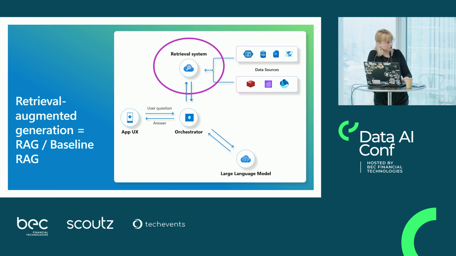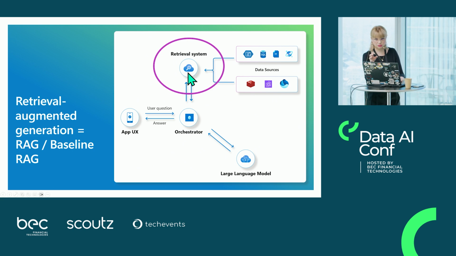And this orchestrator is basically getting the user question from the application UX and is responsible for understanding what's happening and what to do, whether that question should be sent here for, I don't know, dynamically generating embeddings, or whether it should then be sent to the retrieval system. So that's basically the orchestrator. And this orchestrator can be built with Semantic Kernel, LangChain, Prompt Flow, and maybe other frameworks. But the key point here is this retrieval system.